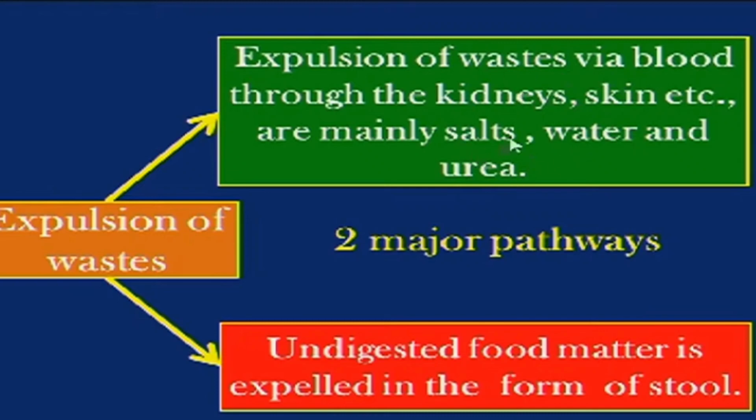So this is nothing but the urinary system or the excretory system, where the kidneys play an important role in the elimination of these substances in the form of urine. The undigested and unabsorbed food materials are converted into fecal matter and expelled to the outside in the form of stool through the anus.